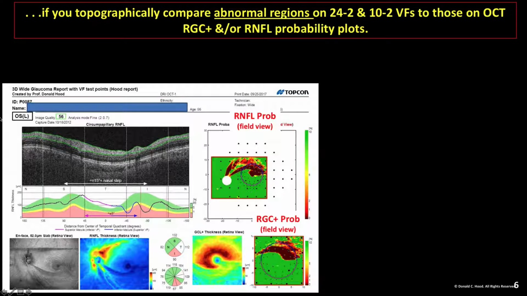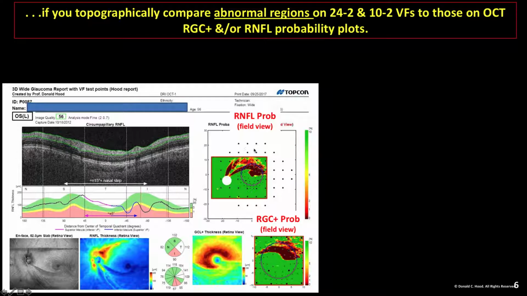So here's a report from one of the machines. I'll explain in the separate lecture that's part of this group of lectures what's plotted here and how you can find similar information on other machines. But for now, I want you to notice this probability plot. It's the probability plot based on this thickness plot down here, right? Dark red means abnormal, green means normal range. And it's in field view, that is, it's been flipped along the midline to compare with visual field.